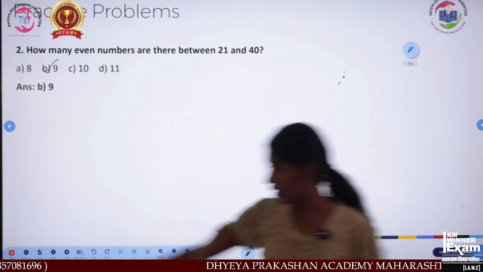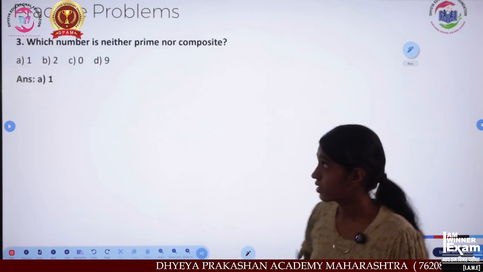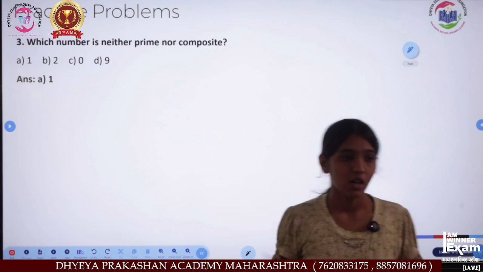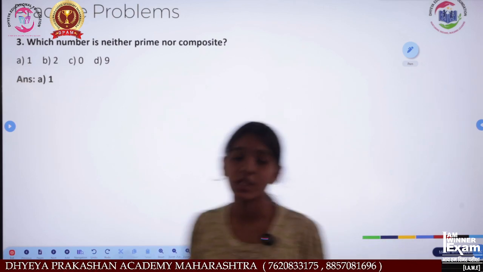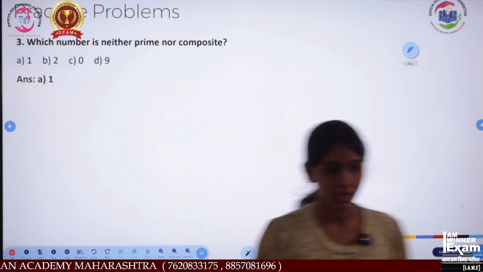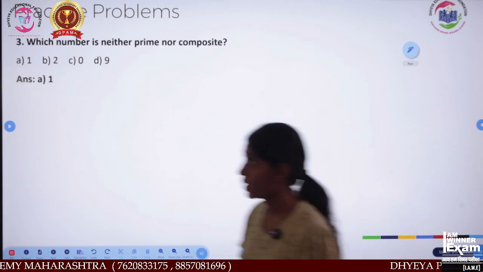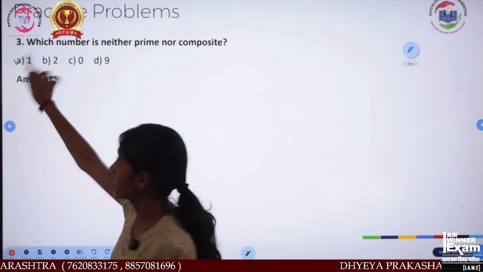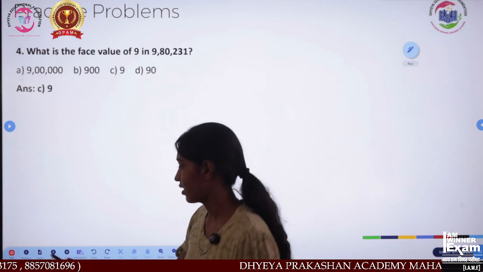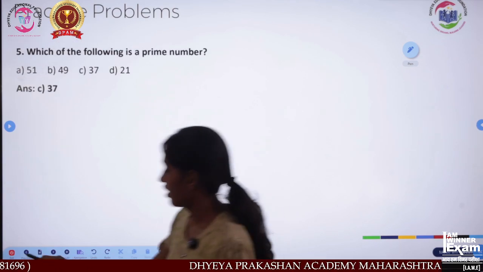Let's discuss another MCQ. Which number is neither prime nor composite? I already said only one number is neither prime nor composite. One is neither prime nor composite because there is only one factor of 1.